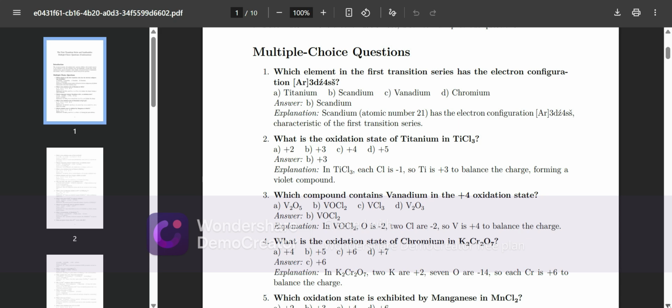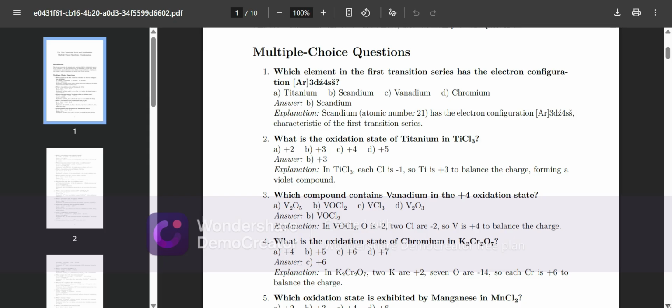Which element in the first transition series has the electron configuration [Ar] 3d1 4s2? Scandium, atomic number 21, has the electron configuration [Ar] 3d1 4s2. Characteristics of the first transition series.